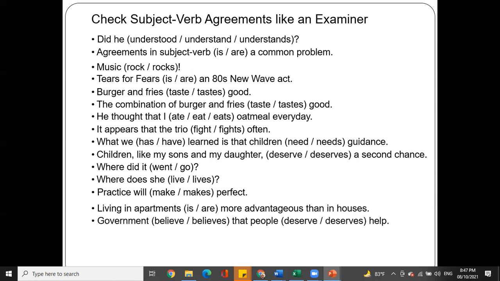Government believes that people deserve help. Government is an it, that's why we use believes. People is they, that's why we use deserve. Government believes that people deserve help.